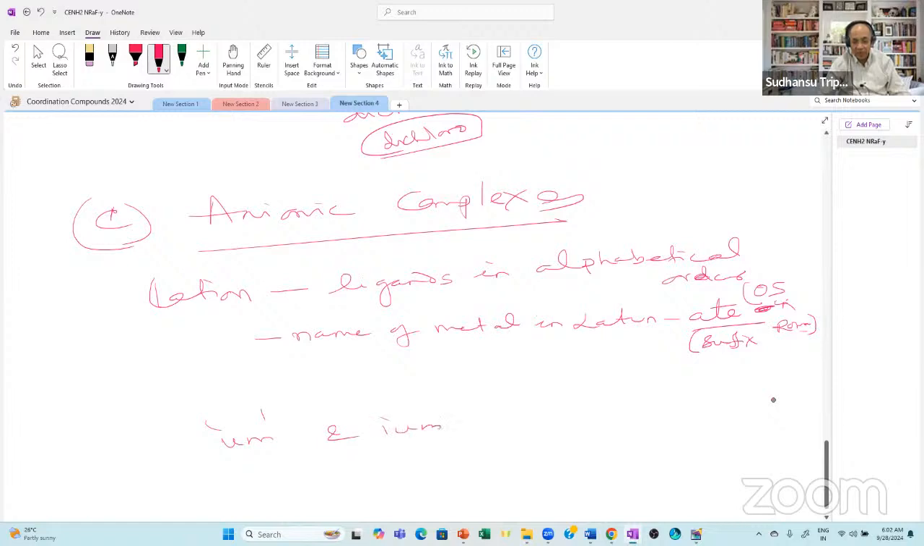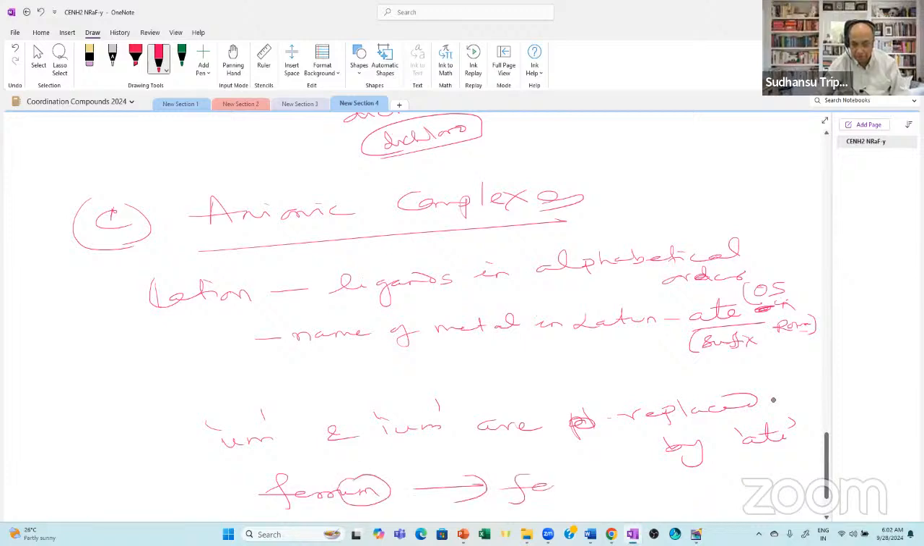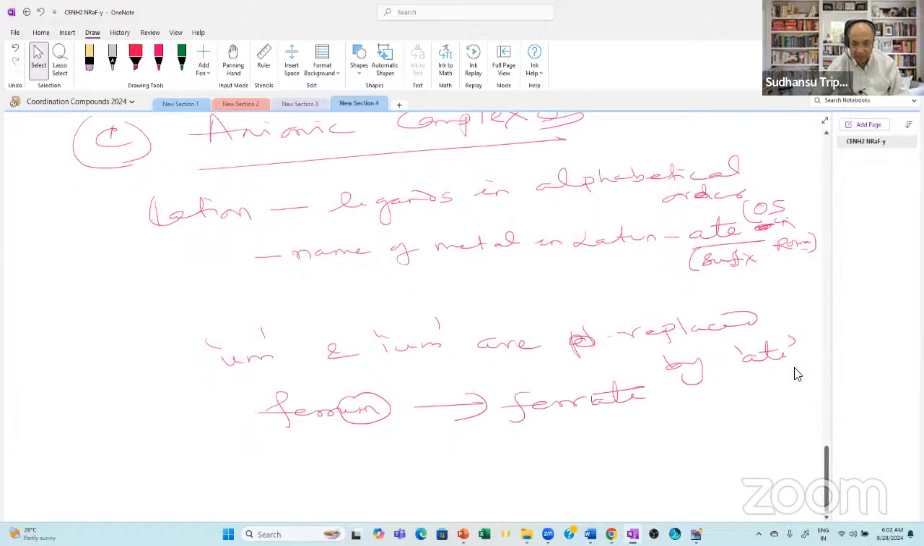Only if you find that the last two or three letters of the Latin name are respectively 'um' and 'ium', they are replaced by the suffix ate, like ferrum. This is the Latin one. Chromium: the ium is replaced and it becomes chromate. People can confuse it with CrO4 2-, but no, it is only one chromium. This is chromate.